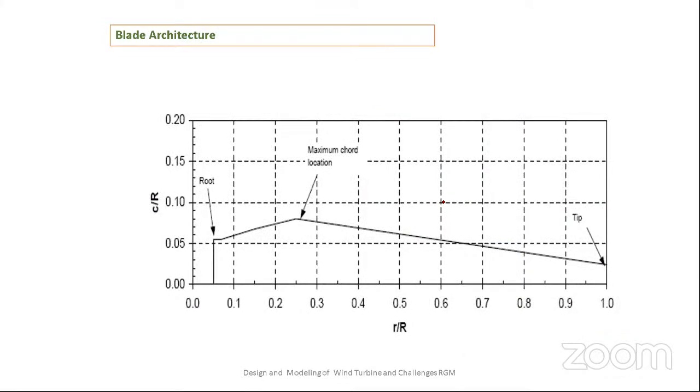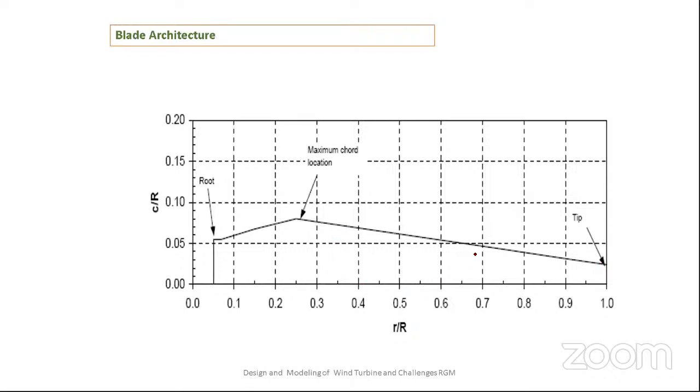Now just look at here the blade architecture. So this is the r by R ratio, and this is the c by R. Capital R is the length of the blade. This small r is the small radius of the blade, and capital R is the total length of the blade.